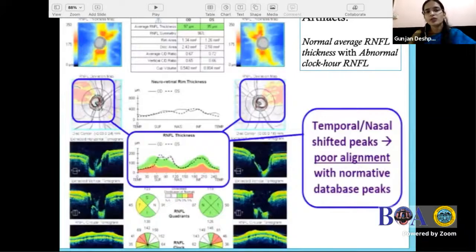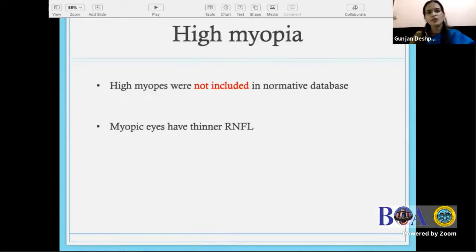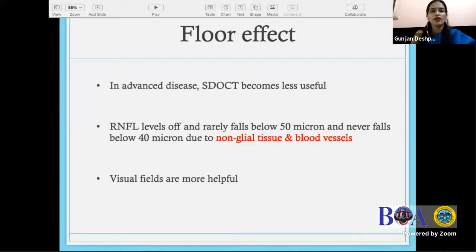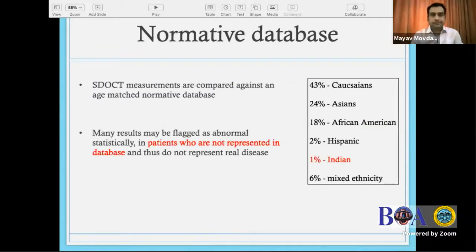There are special cases in which the disc may be tilted either temporally or nasally, and therefore we can have shifted peaks. Special mention, I wanted to let the audience know that cases which were more than -12 and +8 were not included in the normative database, and therefore we will not be able to analyze such eyes properly. Floor effect, I was already told. Yes, I'll just run through.